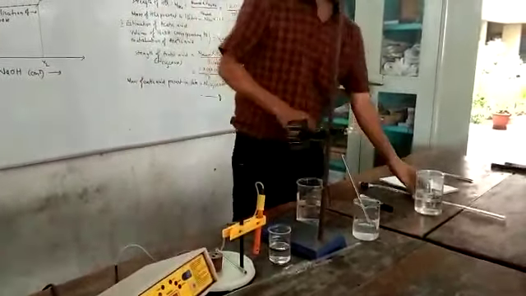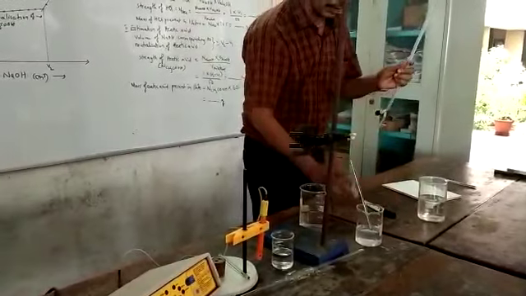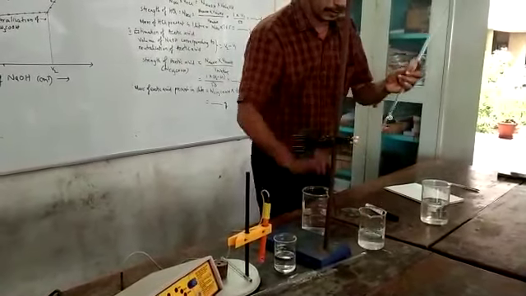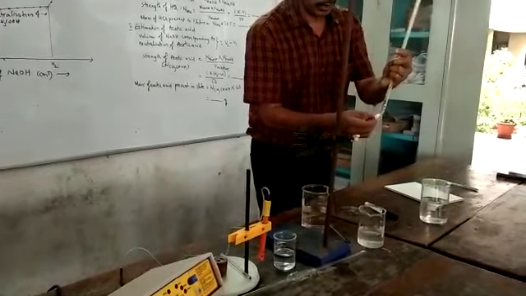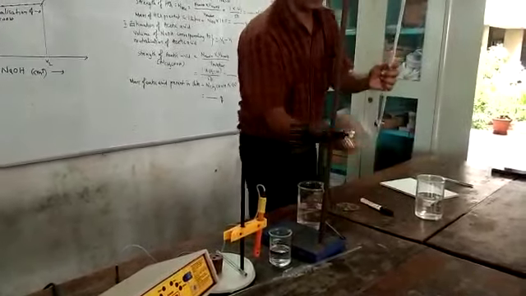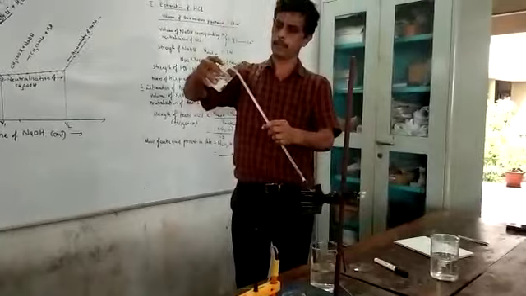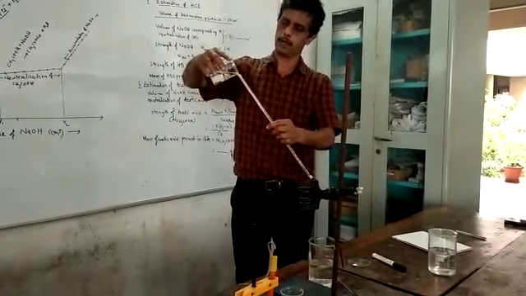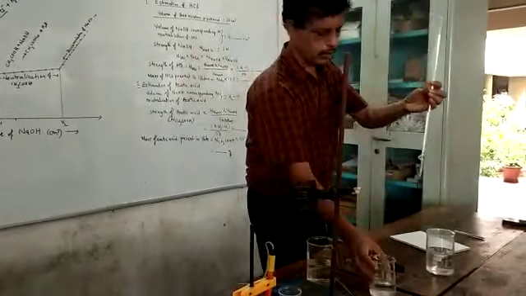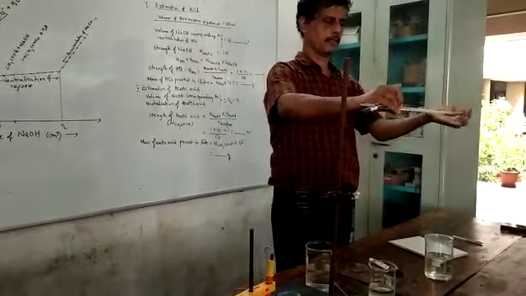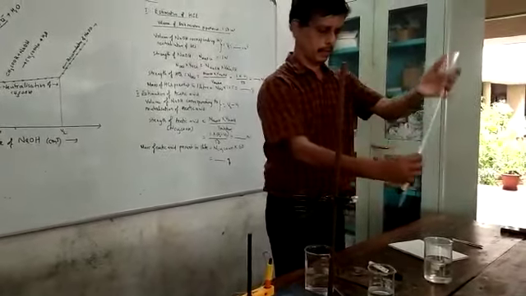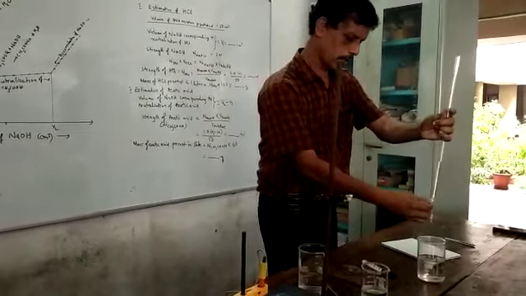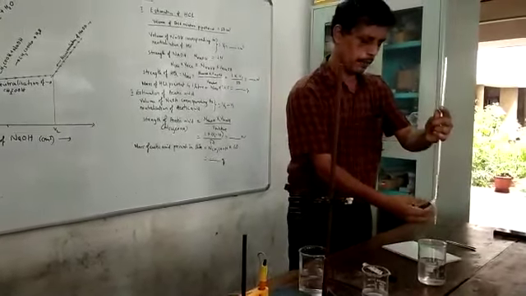Now, I will rinse the burette with NaOH solution. This is one normal NaOH solution prepared and kept here. First, rinse the burette with this solution. Take a small amount and rinse the burette. Then throw away the rinsed solution. See that the tip is also rinsed.